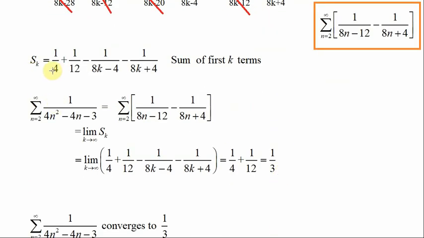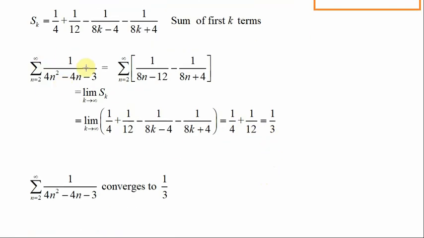And so the sum of the first k terms is just 1 over 4 plus 1 over 12 minus 1 over 8k minus 4 minus 1 over 8k plus 4. So the original series is the limit of s of k as k approaches infinity. But s of k is this. So as k approaches infinity, this term approaches 0, this term approaches 0. So what's left is just the 1/4 and the 1/12. And then so we get 1/3. So the infinite series converges to 1/3. And that's the end of the video.